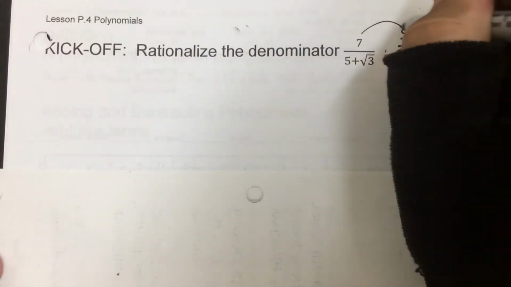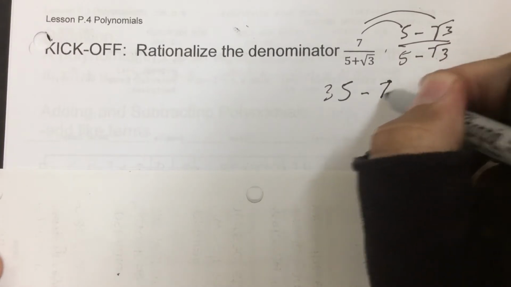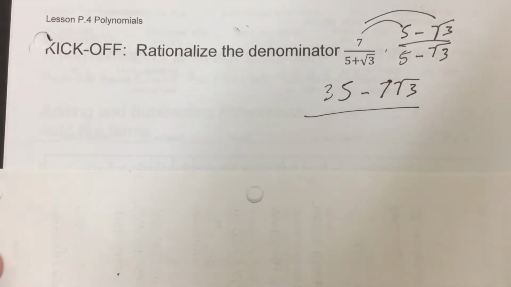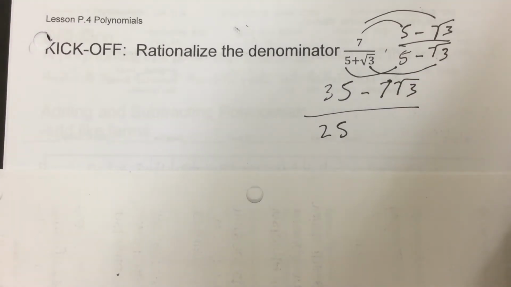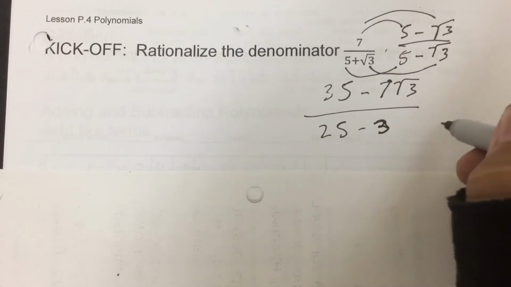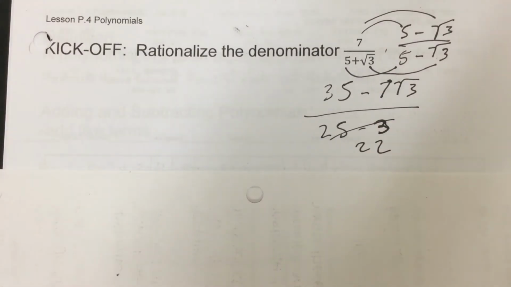The top, you would just distribute the 7 in to get 35 minus 7 square roots of 3. Bottom we FOIL, but again, the middles are going to cancel out, so we just have to do the first, 5 and 5, which is 25. And the last, which would be a minus 3, since 1 is plus and 1 is minus. Which ends up being 22 then on the bottom.